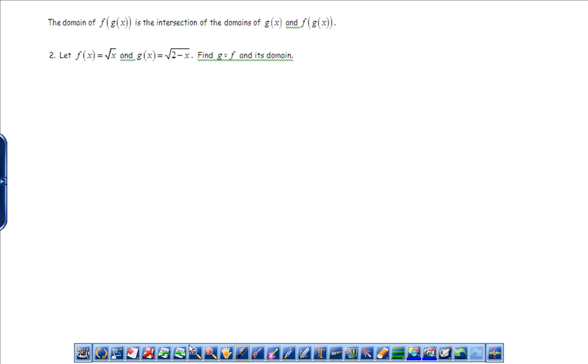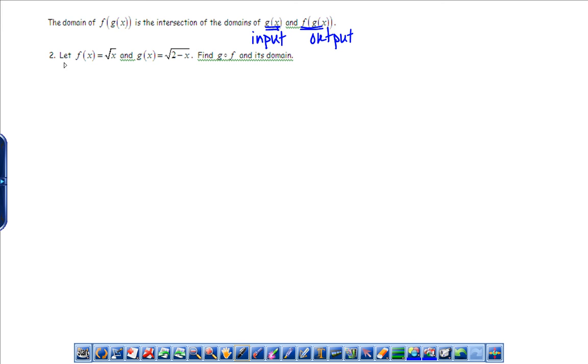Okay, this says the domain of f of g of x is the intersection of the domains of g of x and f of g of x. So what this means here, and you've heard these words before, this is your input, the g of x, your output or your answer is going to be the f of g of x.